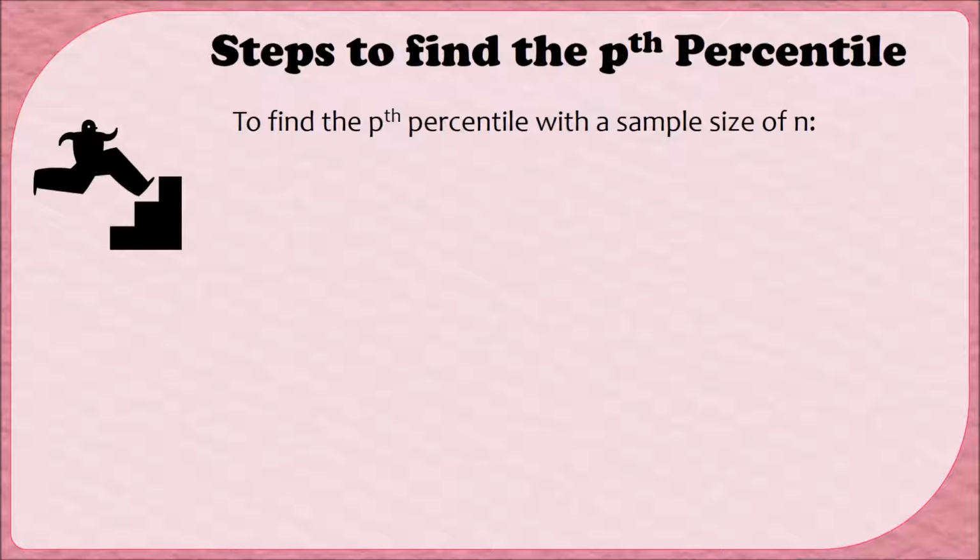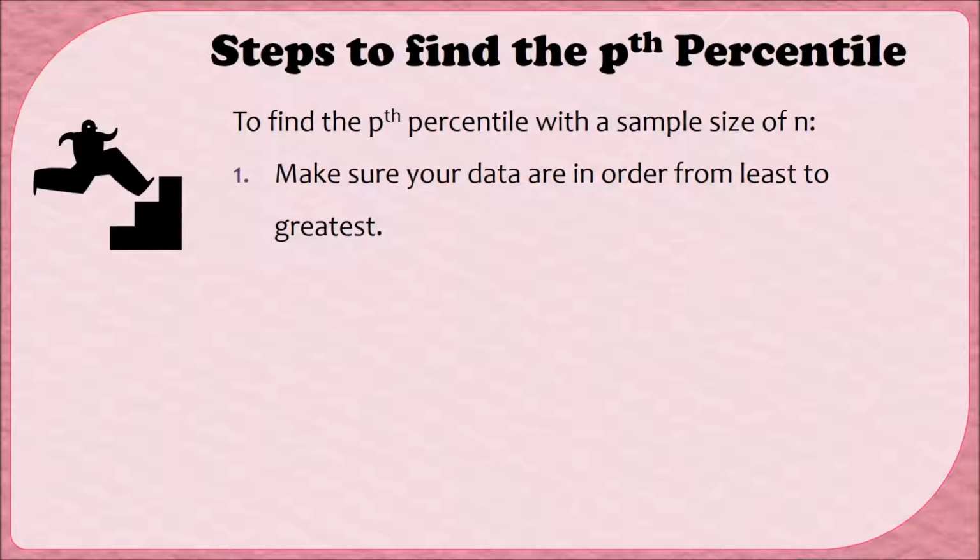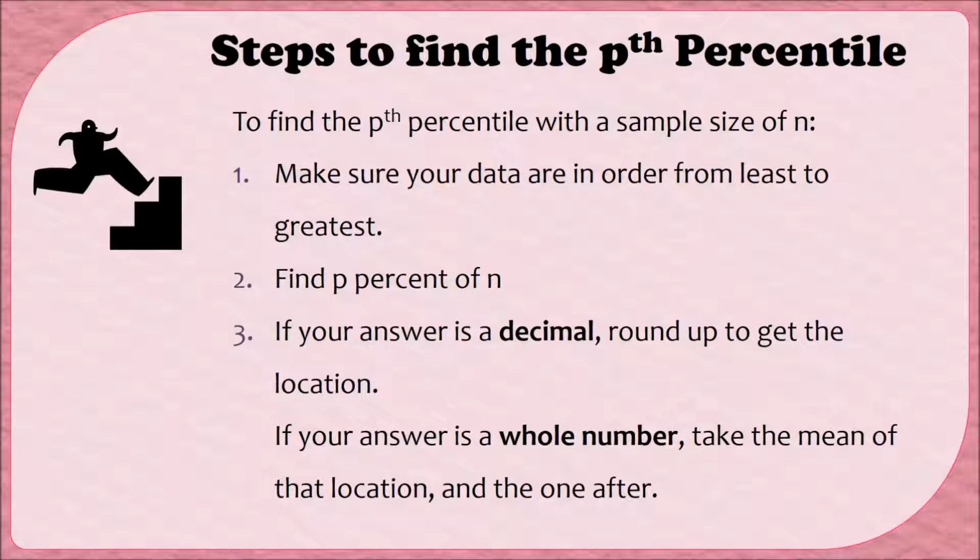When we go to find a percentile, our first step is similar to the median. We want to make sure our values are in order from least to greatest. Our second step is to find p% of n. So for example, if I'm trying to find the 70th percentile in a data set of 40 values, then I would find 70% of 40 in step number 2. What step number 2 gives me is a location. It gives me a place in my list of data to look to find the value that is in that percentile. Step 3 is going to tell me how to use that answer, how to use that location.